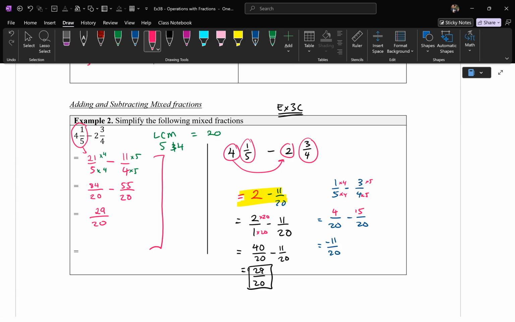Yeah? So this is how I want you to do it. I do want you to change to improper, then do what I've taught you for addition, subtraction. Don't do the short method until this is second nature. If your foundation's strong, you can do whatever you want. I do it this way, but I know my foundation. You need to build your foundation. Don't do the shortcut. Yeah?